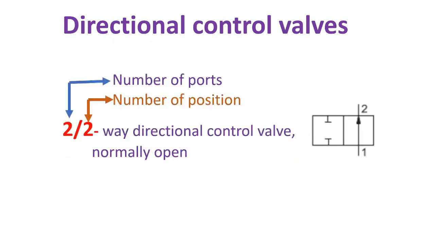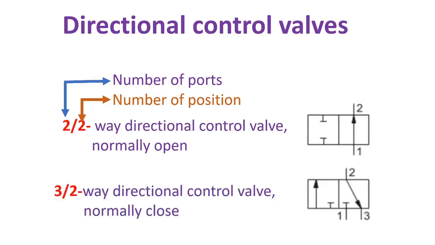This is one of the examples of directional control valves. The first number represents the number of ports, and the second number represents the number of positions. This valve is a two-two directional control valve, normally open. The next one is a three-two directional control valve, normally closed.